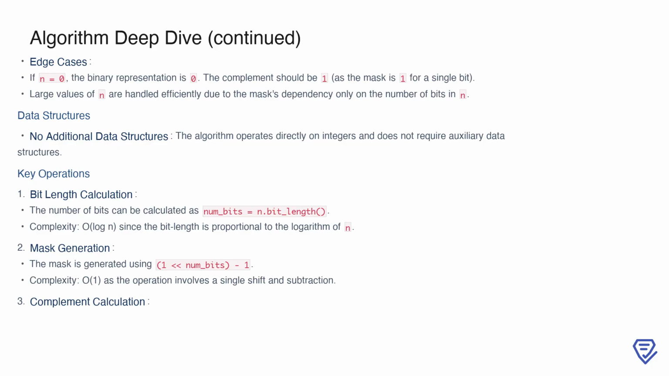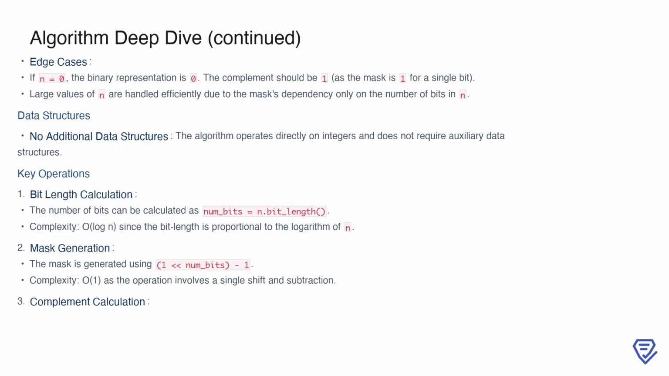For instance, if n equals 0, the binary representation is simply 0, and its complement should be 1. This is because the mask for a single-bit number in this case is also 1. Additionally, the algorithm scales well for large values of n, as the mask generation depends only on the number of bits in the binary representation of n, not its magnitude.